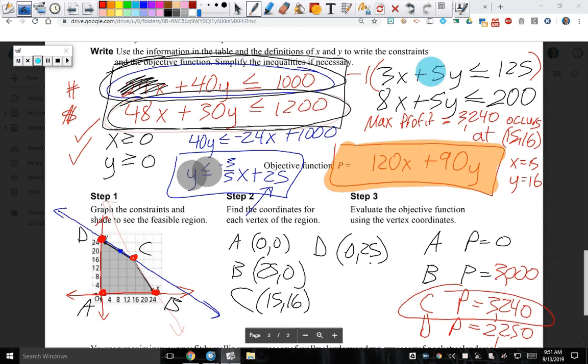Okay? And then the minimum. Obviously, where does the minimum profit occur, guys? 0, 0. Okay, and it's $0, and it occurs at x equals 0 and y equals 0.